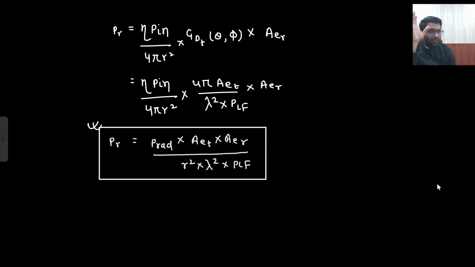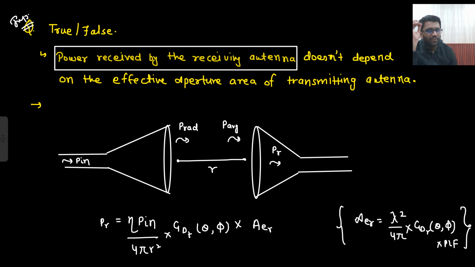Are you getting this point? Do you need to mug it up? No. If you want to mug it up, then you can remember. It is very easy to remember actually. P radiated into effective aperture area of the transmitter into effective aperture area of the receiver divided by r square into lambda square. Just you need to keep one thing in mind, that your power received by the antenna is certainly depending on the effective aperture area of this guy as well. So this you need to keep in mind.